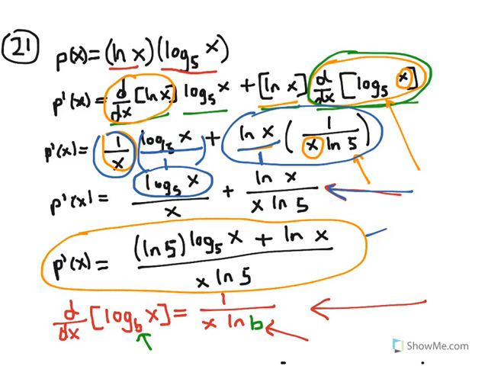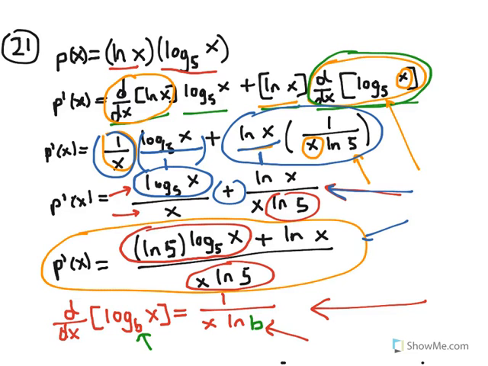You get this, and the final simplification is just to add the two fractions. To do that, you need a common denominator. So you can multiply both the numerator and the denominator of the first fraction by natural log of 5. That gives you a common denominator of x times natural log of 5. And in the numerator for the first fraction, you will now have natural log of 5 times log base 5 of x, and you add that to the numerator of the second fraction.